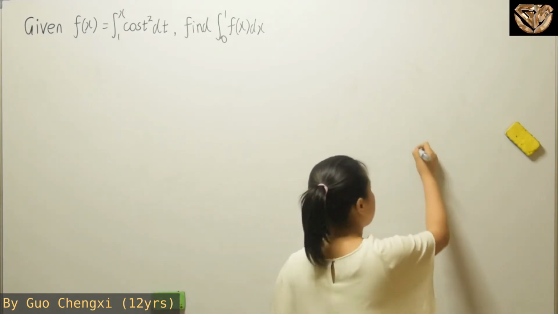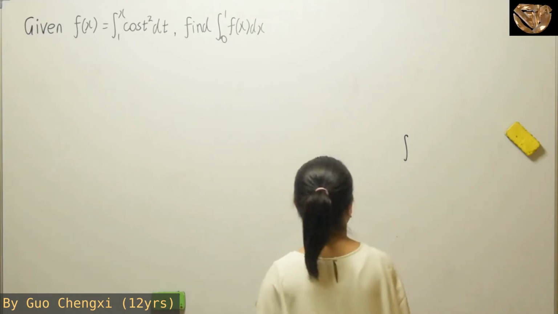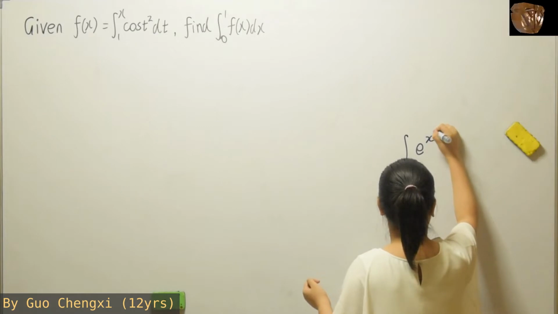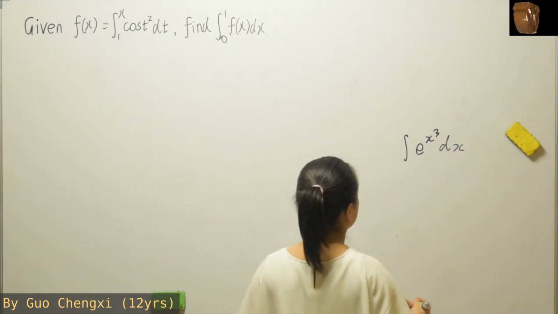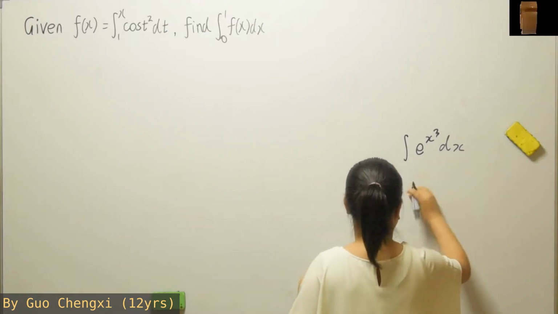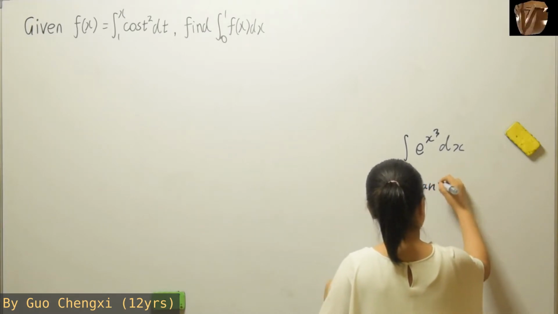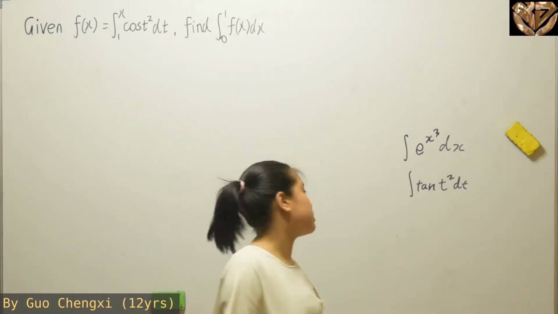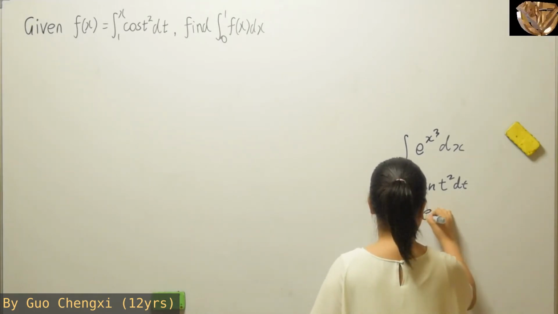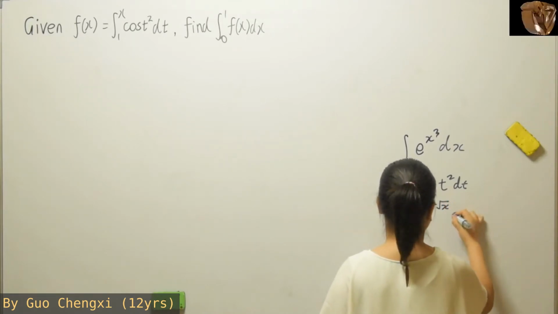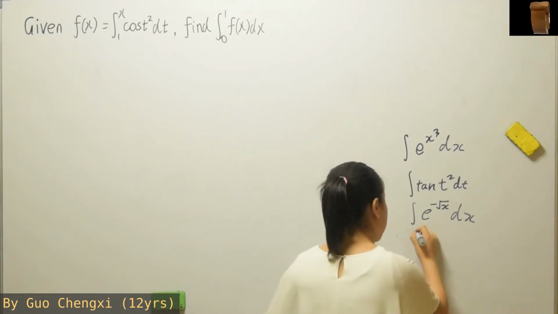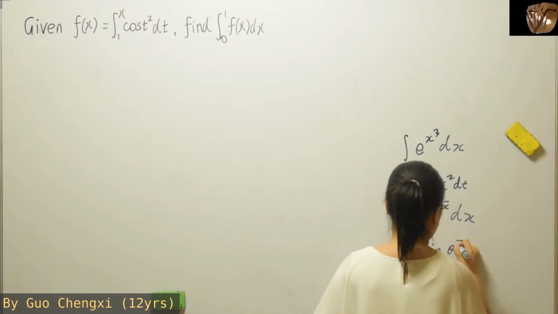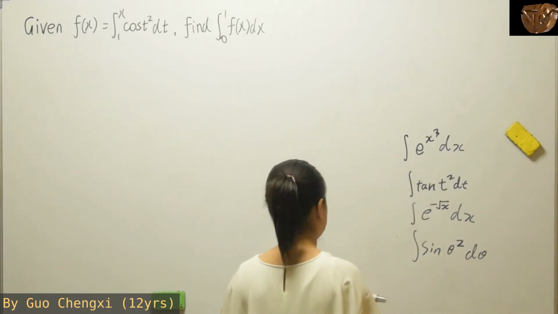functions like this can be any that include the variable squared, cubed, square root, or whatsoever. Like you can say e to the power of x cubed dx, and you would not be able to solve this. Or if you're saying tangent t squared dt, you'll also not be able to solve it. The same goes for things like e to the power of negative square root x dx. You'll still not be able to solve it because of these square roots, squares, cubes, sine theta squared d theta. You'll not be able to find what this is.